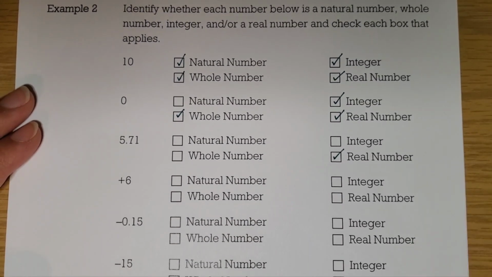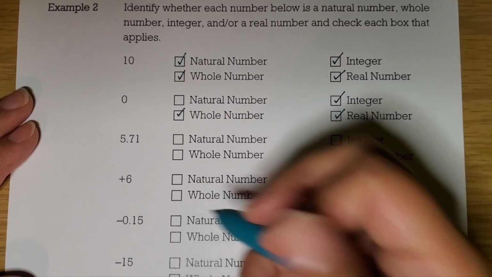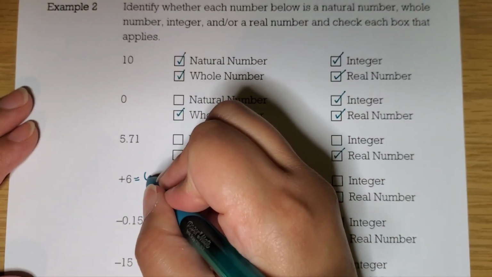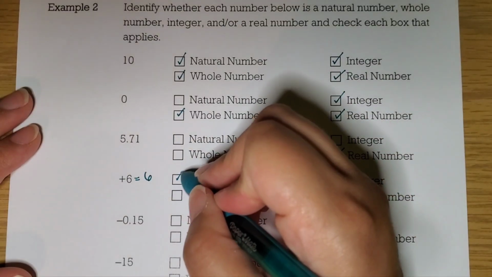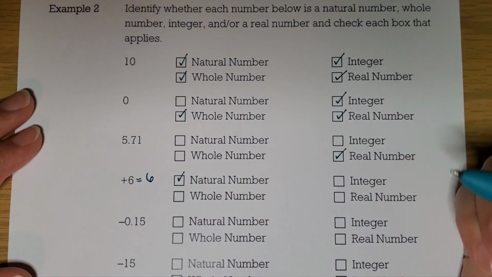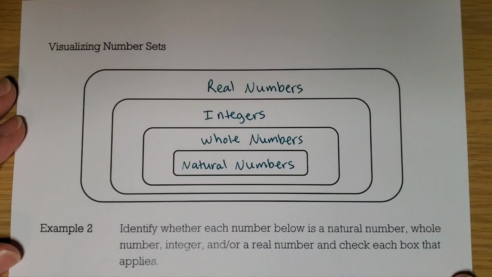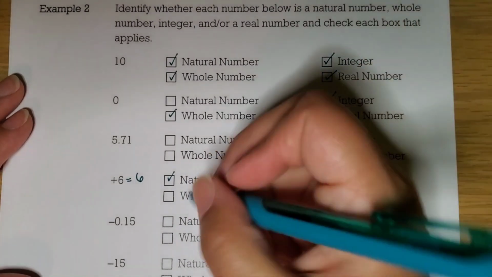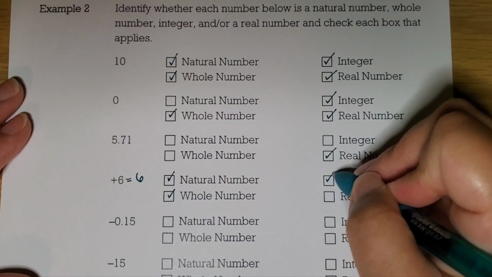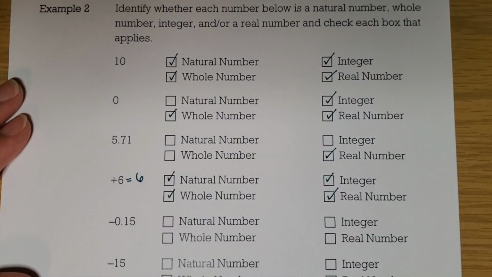Let's look at plus 6. So remember that if you have a positive number, you could write it without the plus sign. So we're really just looking at 6 here. Is 6 one of those numbers when you start counting? Yeah, 6 is a natural number. And since the natural numbers are the insidemost box, it means that it's also whole and an integer and a real number.